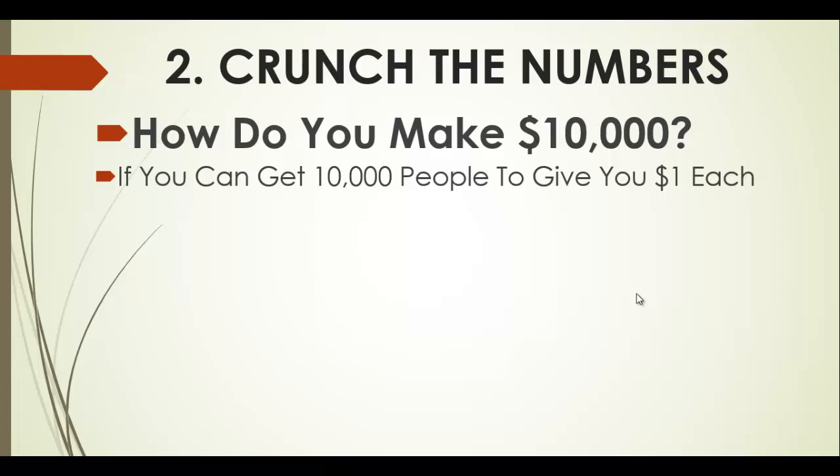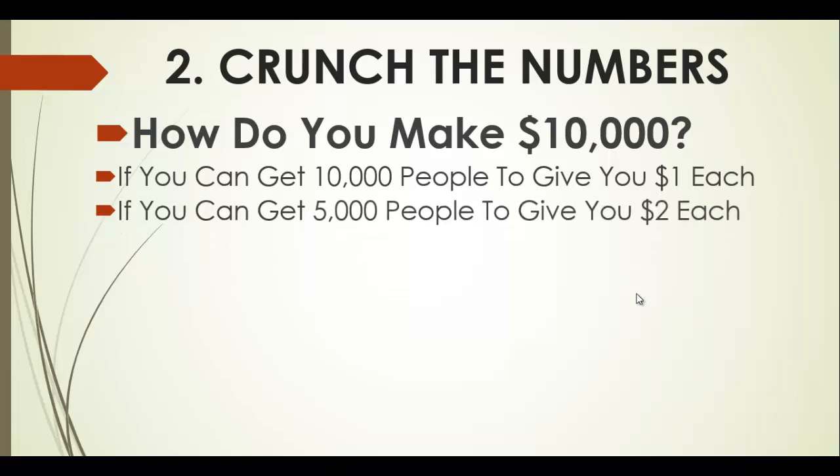Can you get 10,000 people to each give you $1? If not, then reduce the number and increase the amount. Halve the number by 2. Instead of 10,000, you can decide to go for 5,000 people who can give you $2 each. If you can get 5,000 people to give you $2 each, you will arrive at your figure of $10,000.